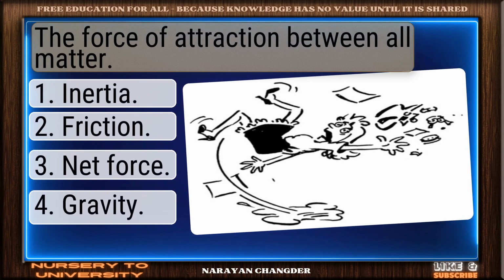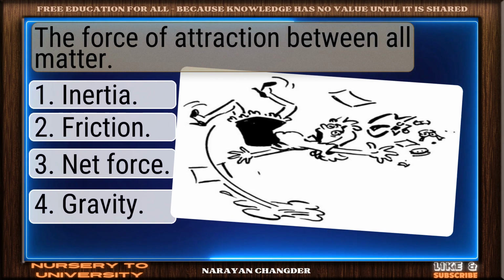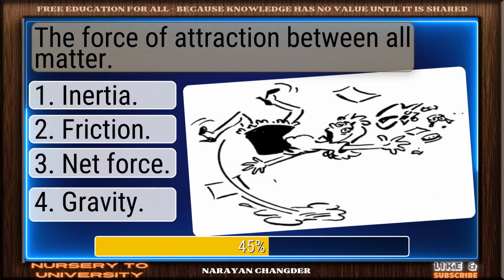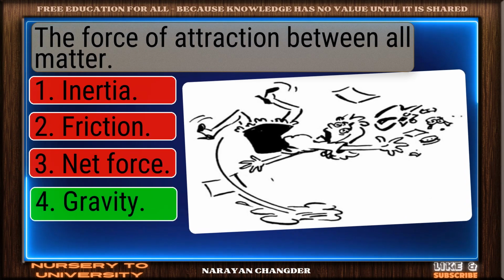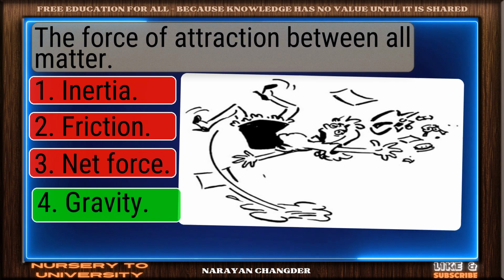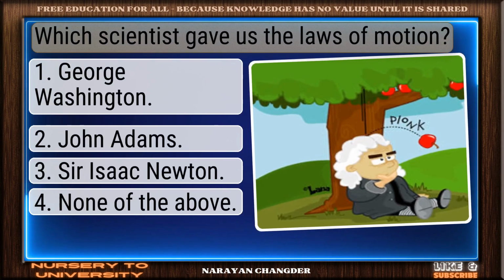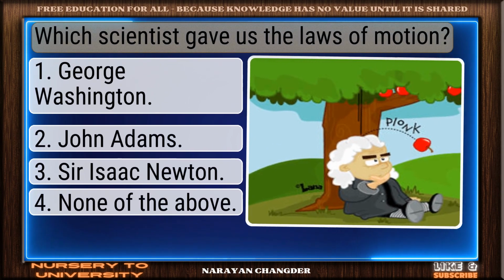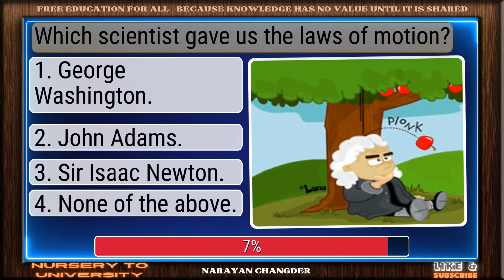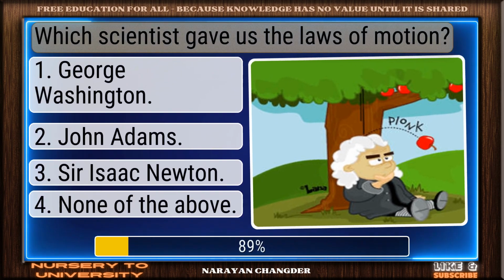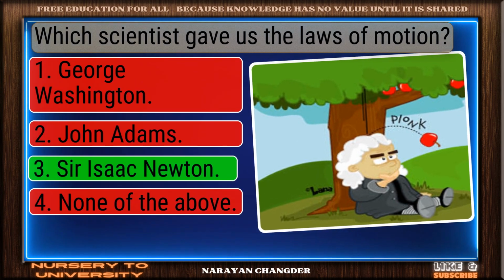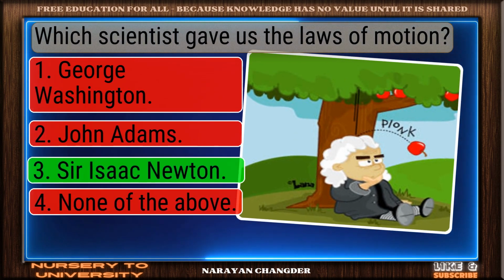Question number 61. The force of attraction between all matter. Great thinking. Gravity is the right choice. Question number 62. Which scientist gave us the laws of motion? Well done. Sir Isaac Newton is the right choice.